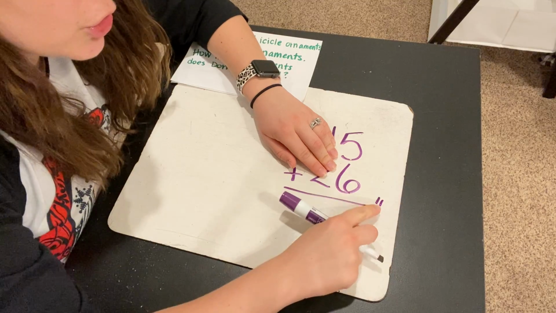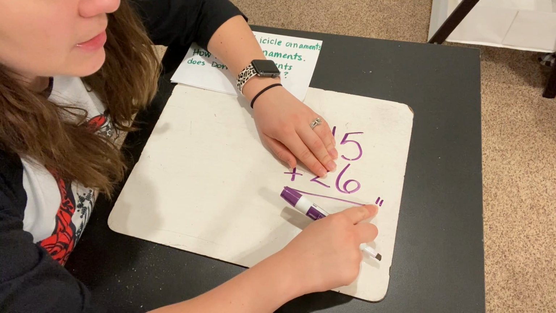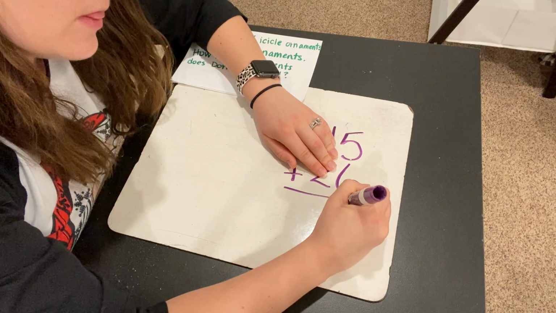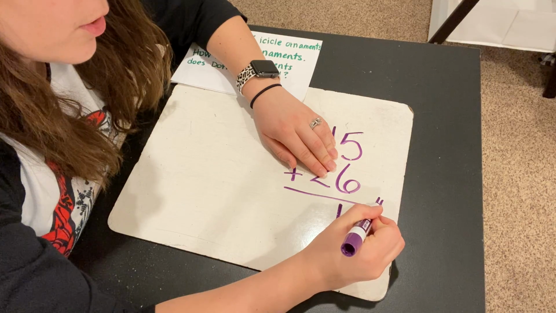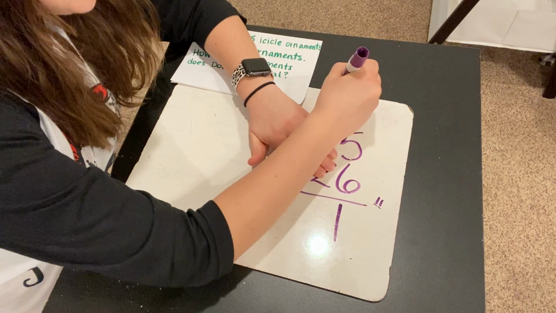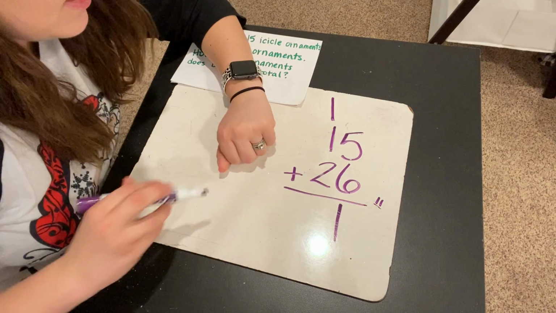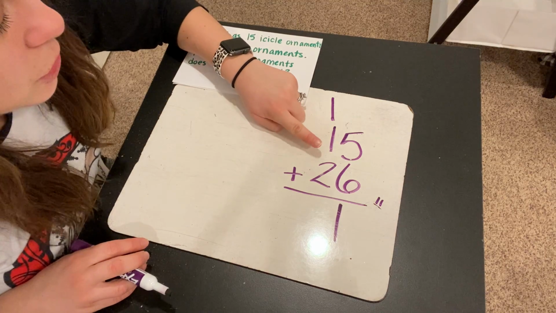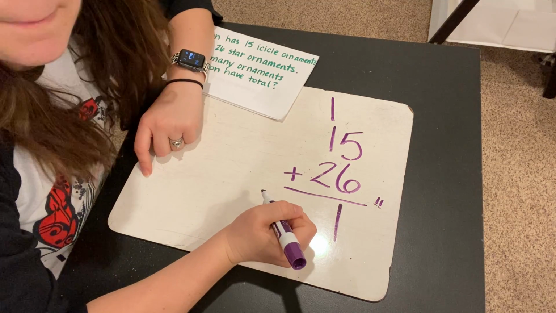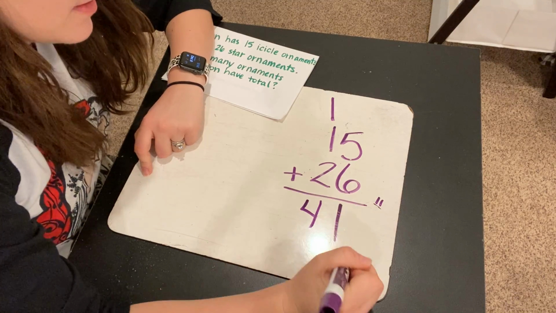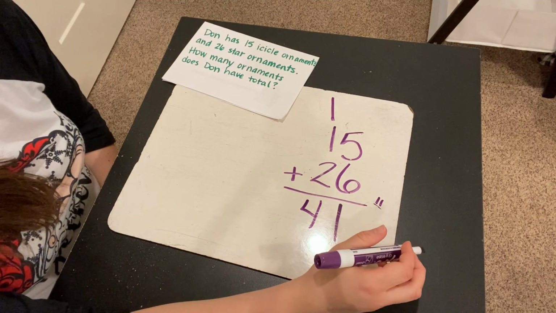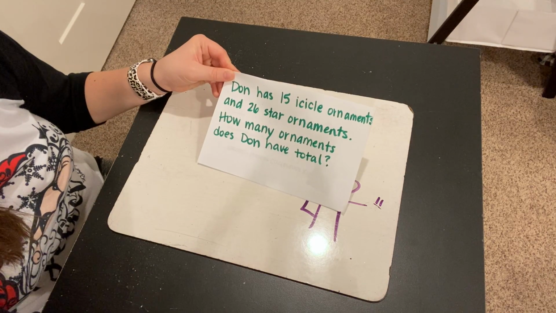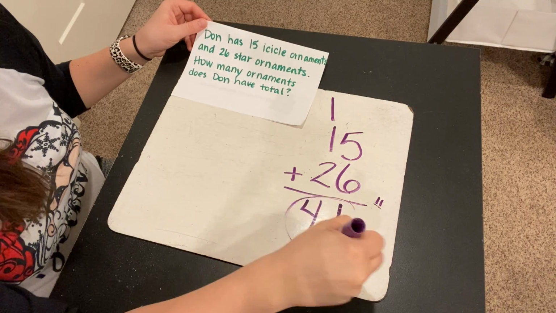So with 11, it's a 2-digit number. I cannot write both digits in the ones place. I write the digit that is in the ones place in the ones place, and I take the other digit that's in the tens place next door to the tens place. Now I add. 1 plus 1 is 2, and then 2 plus 2 is 4. So your answer should have been 41. How many ornaments does Dawn have total? She has 41 ornaments.